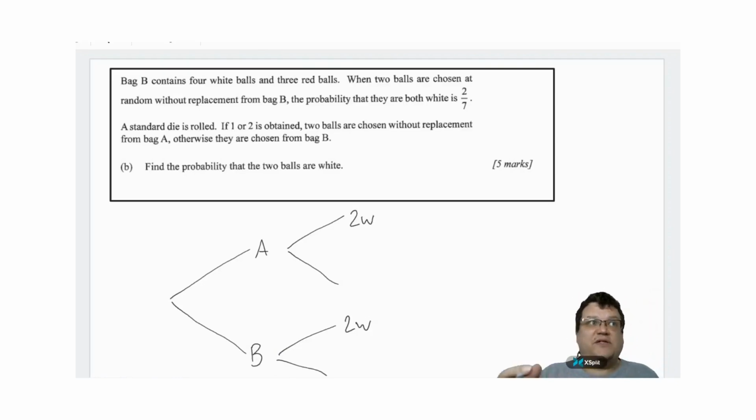So we don't have to worry if it's 1 white, 1 black, 2 black. We can just say not 2 white. So often in probability we just use a dash to signify the opposite or the complement event. So there we go, 2W with a dash.